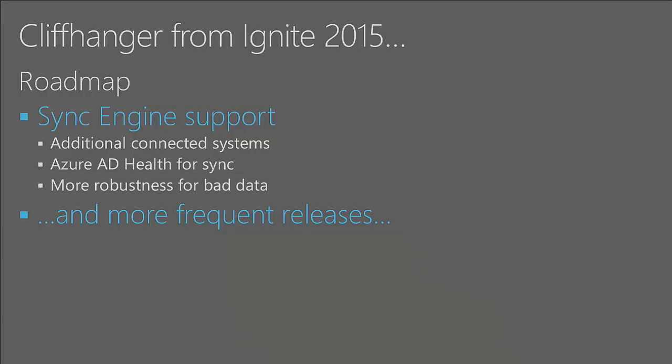My last slide at Ignite 2015 was really leaving you with a roadmap of things we're going to work on during next year. And now I'm back a year later. I'm going to talk about exactly those things: how we're going to connect to additional systems, not only Active Directory. I'm going to talk about Azure Directory Health and give you an idea of what that is. And I'm also going to talk about what we're doing when it comes to robustness of data.